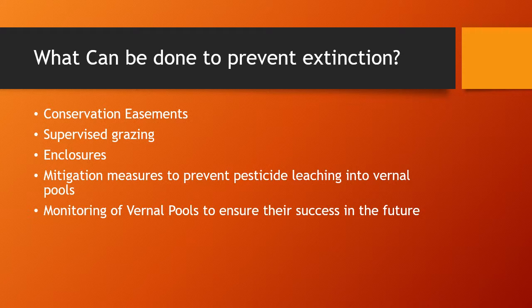What can be done to prevent these extinctions? One of the biggest factors that can be done is using conservation easements. Currently, the California Department of Fish and Wildlife has several programs that can go in and protect these endangered areas from going extinct. This can include supervised grazing, enclosures, and mitigation measures to prevent pesticide runoff from getting into the vernal pools and changing the pH or the water chemistry.